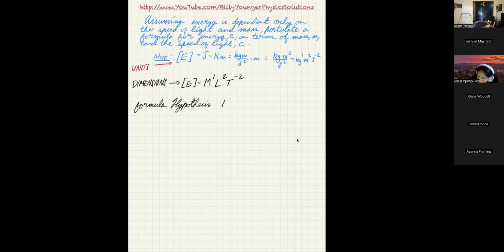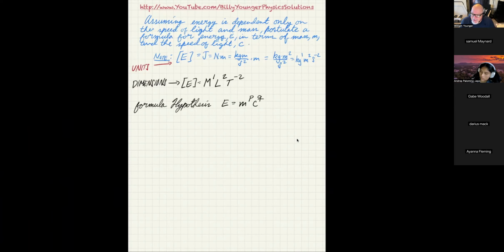So I'm hypothesizing that the formula for the energy is equal to mass to some power p times the speed of light to some power q. Now, because we were only told it depends on mass and the speed of light, those are the only two variables I should have in there, m and c.